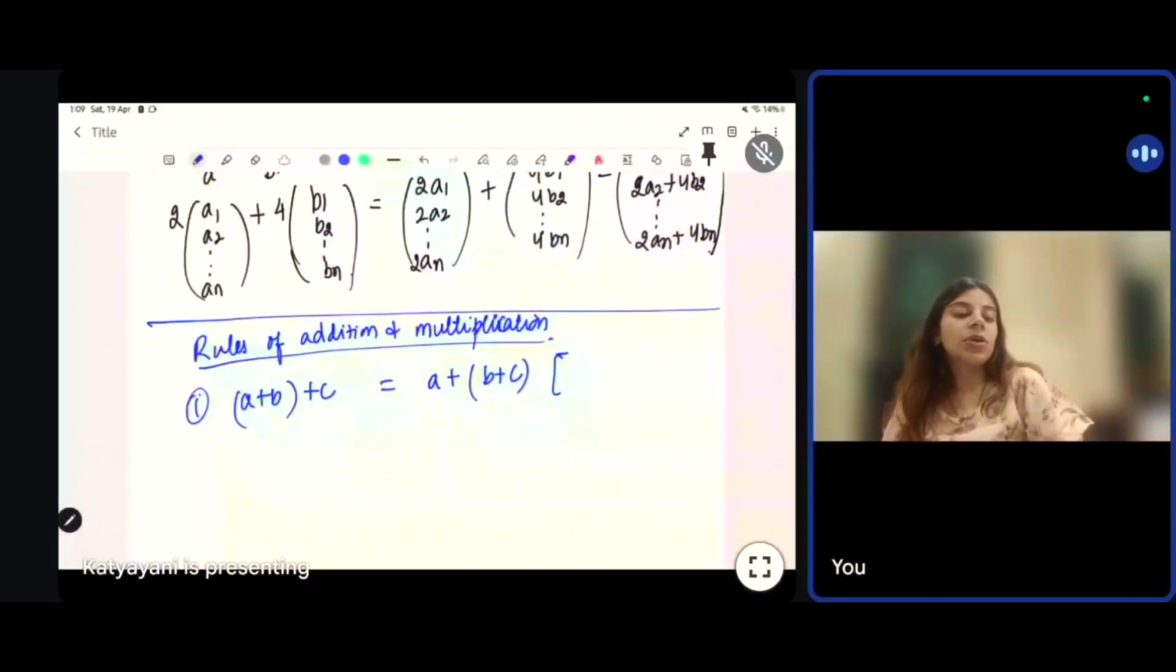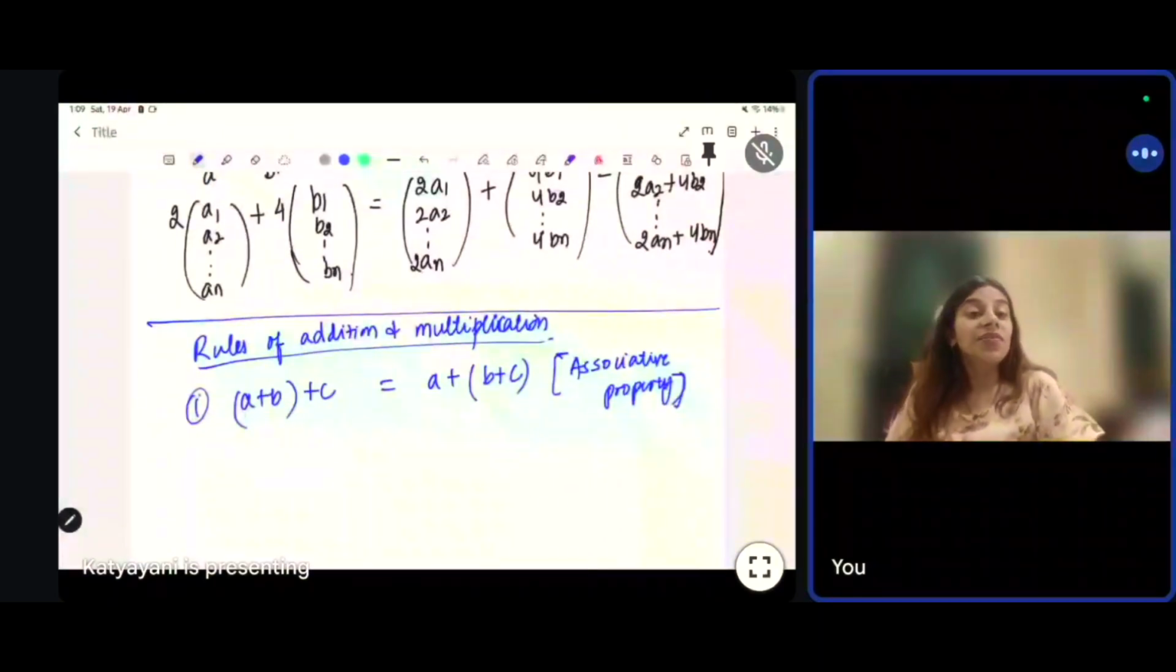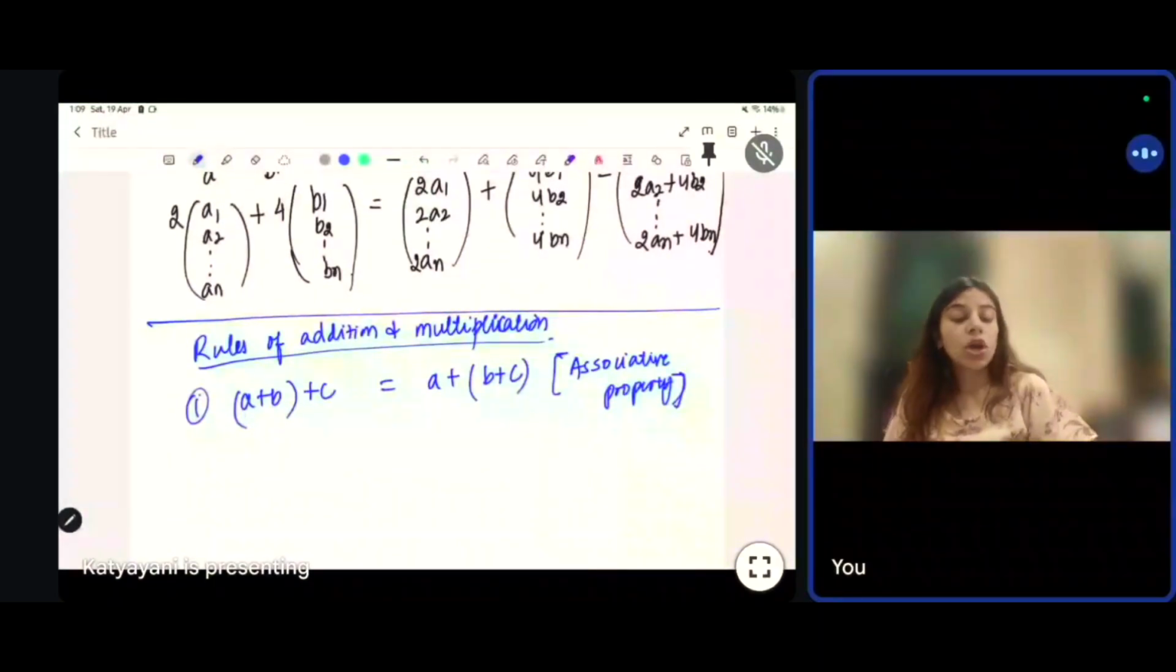So what is this property called? You've seen this property before. This is called the associative property of addition. So that applies to vectors as well. It does not matter whether you first add a and b and then add c to it, or first add b and c and then add a. The order of addition here does not matter. So this is called the associative property of vectors, right?